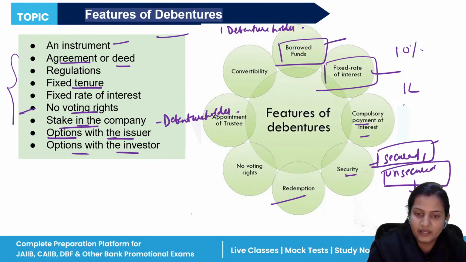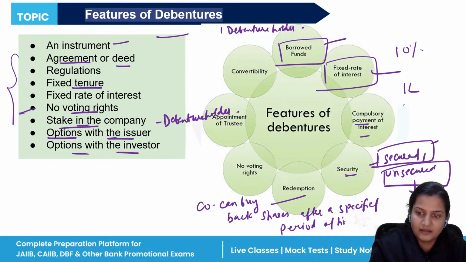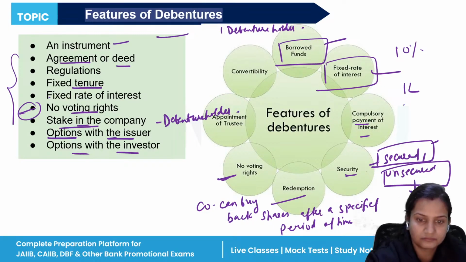Redemption: these can also be redeemed, that is, the company can buy back after a certain date, after a specified period of time. And again, they have no voting rights, that is being mentioned over here.